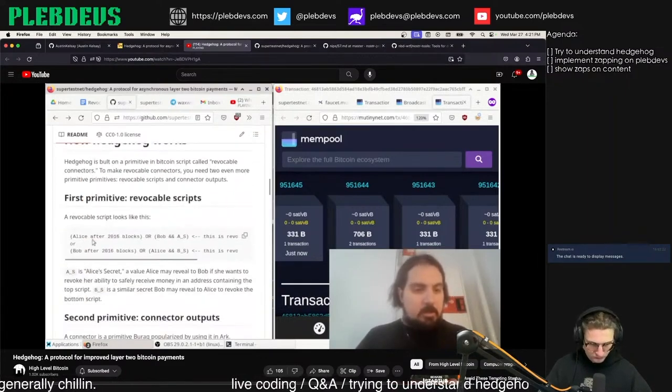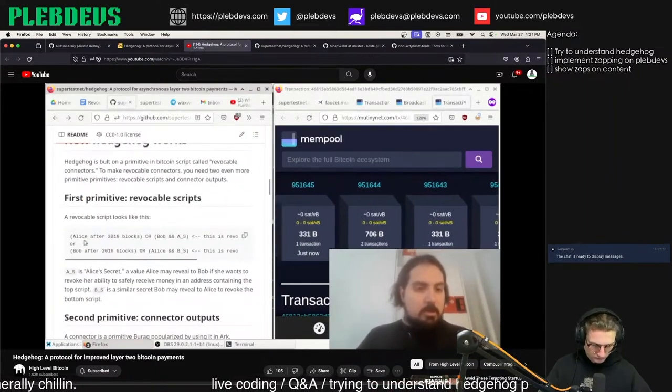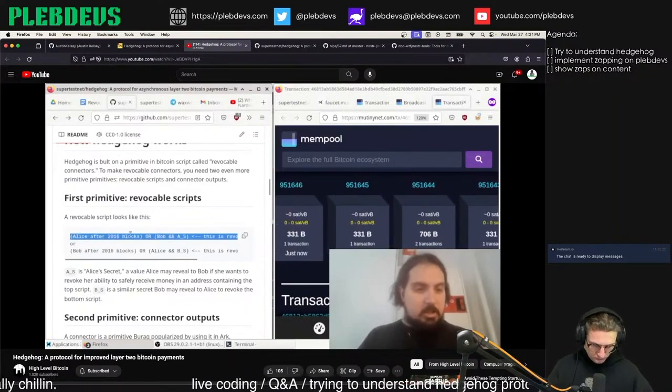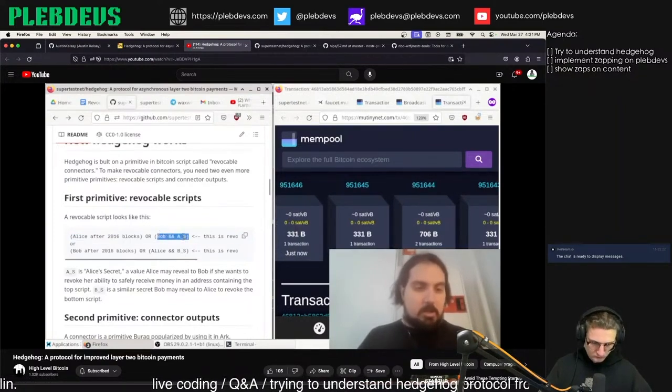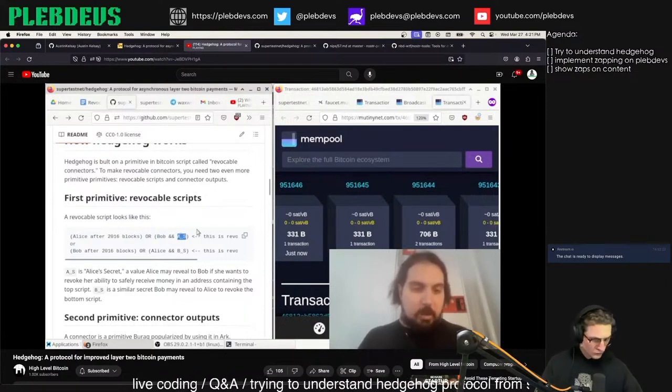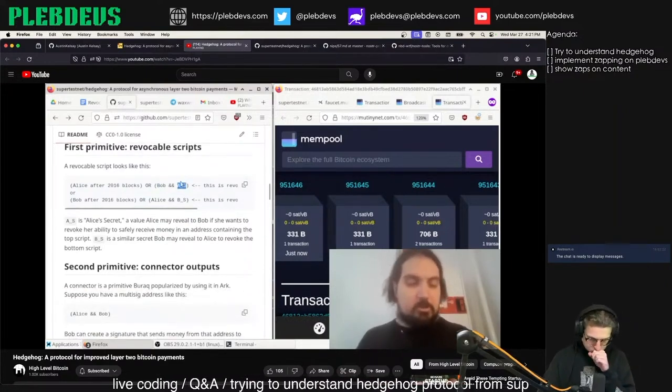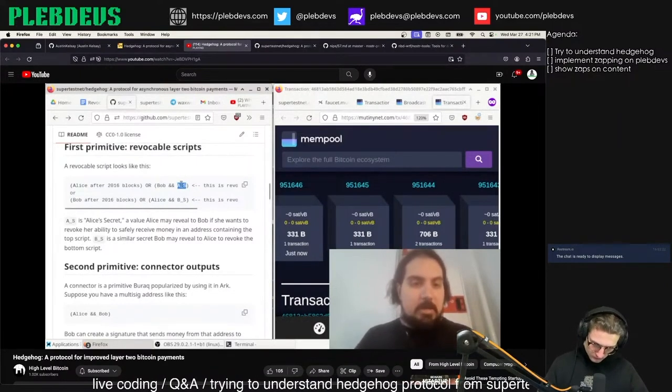So basically, a revocation script looks like something like this. Alice can spend the money after some amount of blocks, or Bob can spend the money if he knows Alice's secret. Right? If Bob learns a certain secret created by Alice, he can just spend the money. So that's a revocable script.